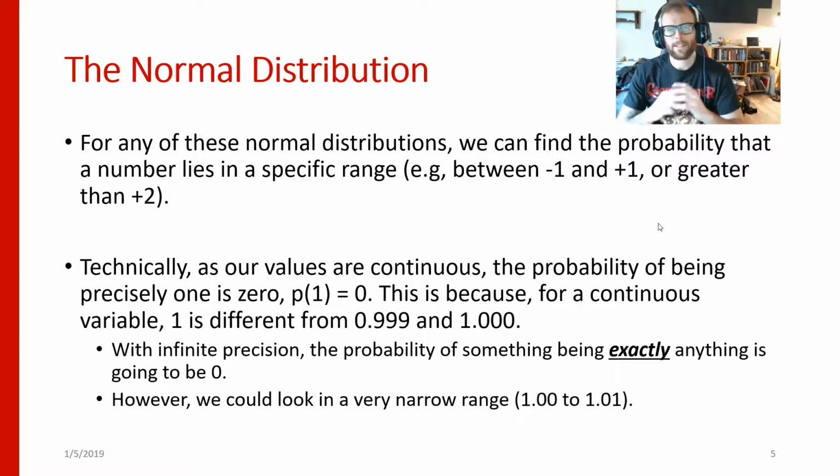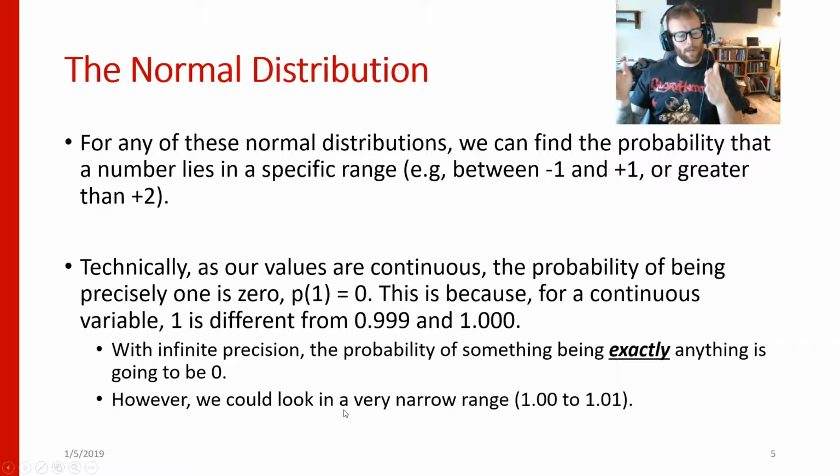One tricky thing to think about here is that we can't find the probability of a score being exactly one value. The reason for that is because technically, when we have continuous values, the probability of a score being, for instance, precisely 1 is equal to 0. This is because for a truly continuous variable, 1 is going to be different from 0.99, and 1 is going to be different from 0.001. So the probability of something being exactly one value is impossible to determine, assuming we have infinite precision, and in a truly continuous case, that's an assumption that we make. So with infinite precision, the probability of something being exactly equal is going to be 0.